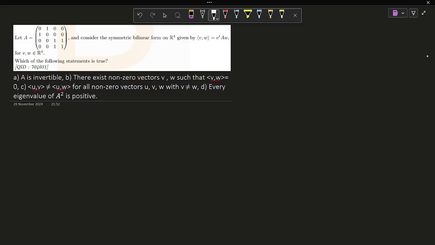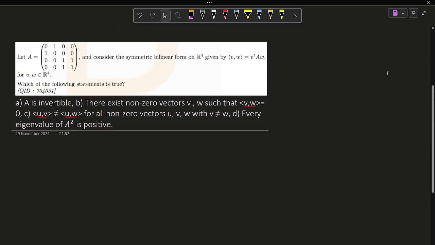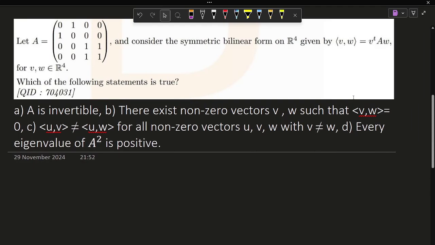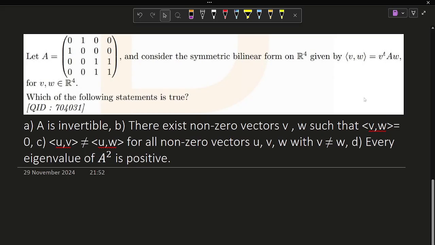The inner product of V and W will be V transpose AW for V, W belonging to R to the power 4. Now which of the following statements is true? So this is my part B question, and it is a single correct question.